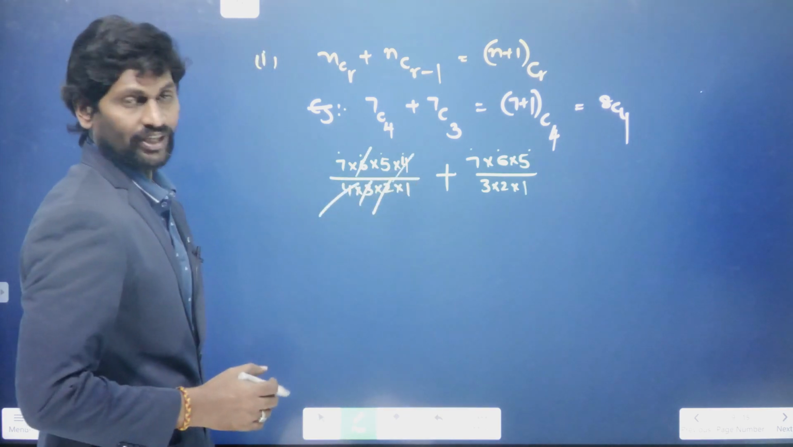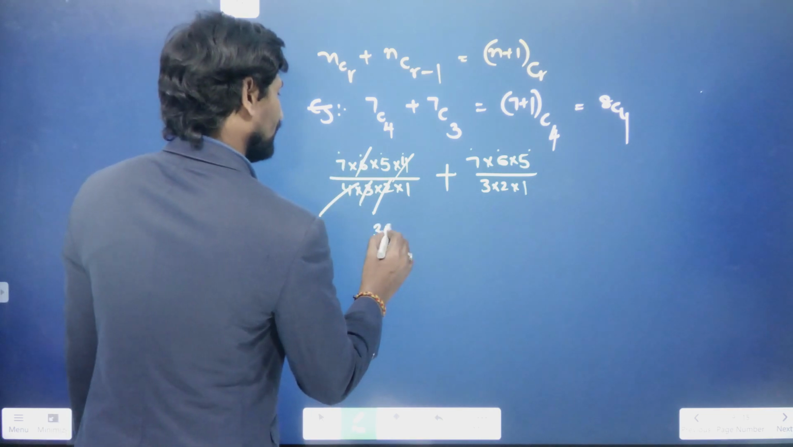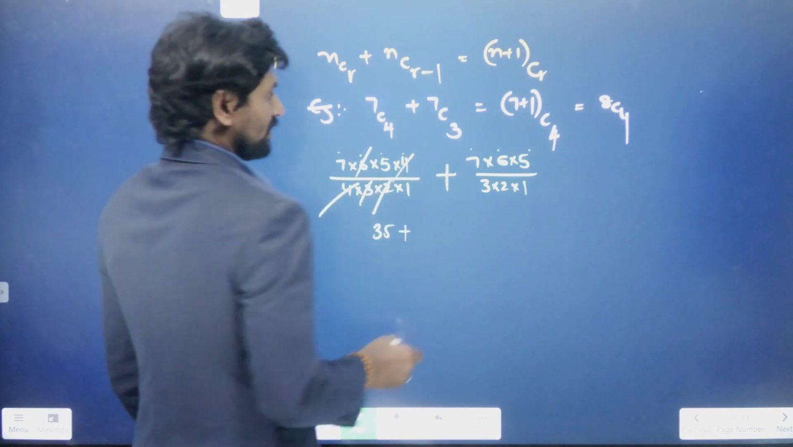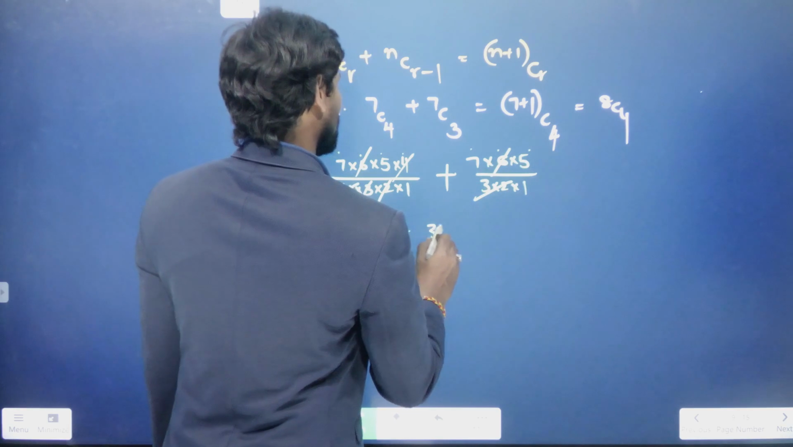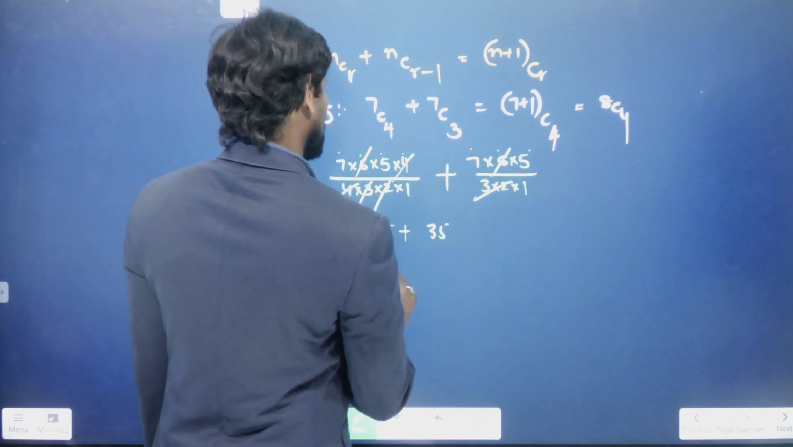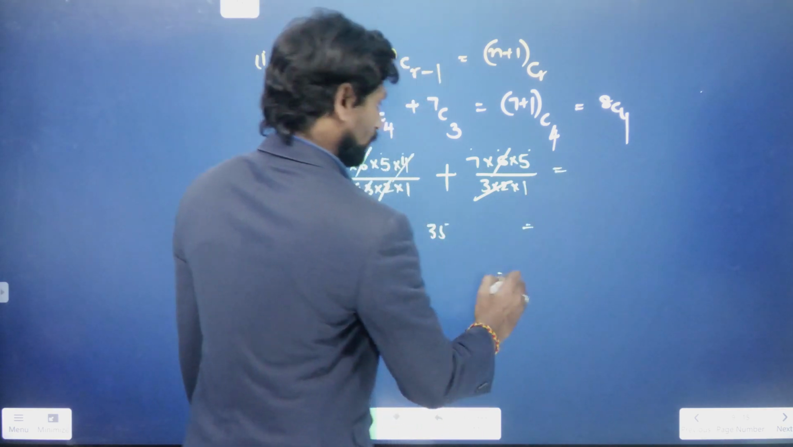Denominator 4, numerator 4 cancel. 7 5s are 35. Now this one: 3 2s are 6, 6 cancel. This is also 35. 35 plus 35 value is 70. Let us check that RHS part.